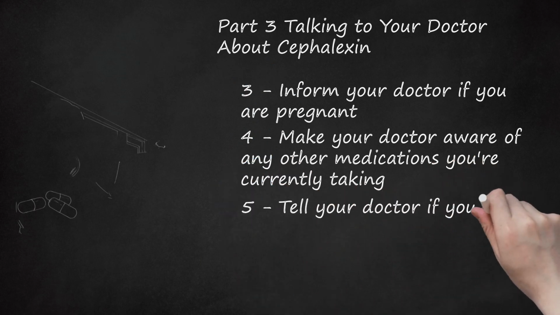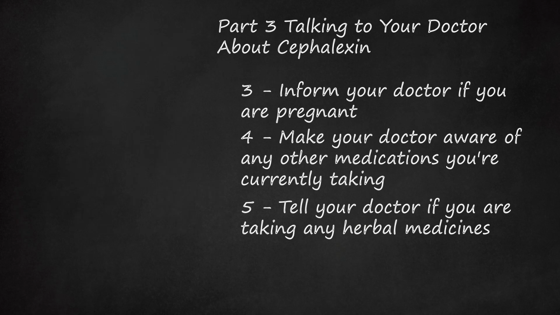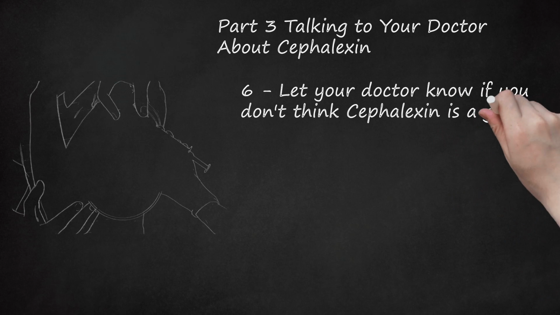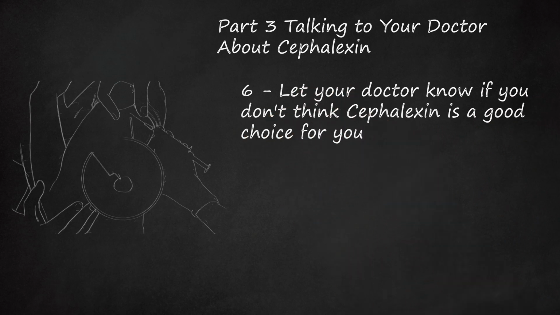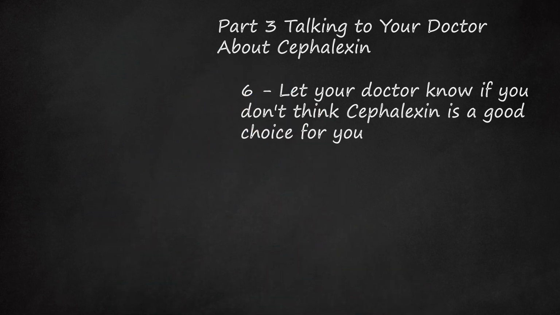5. Tell your doctor if you are taking any herbal medicines. Certain herbal medicines may interfere with the effectiveness of cephalexin, so it's important to inform your doctor of any herbal medicines or supplements that you are currently taking. 6. Let your doctor know if you don't think cephalexin is a good choice for you. If you feel like there is a reason that you shouldn't take cephalexin, it's a good idea to tell your doctor. Your doctor may either reduce the dose or switch you to a different drug entirely. Special tests, such as a skin test, can also be done to determine if you can safely take the drug.